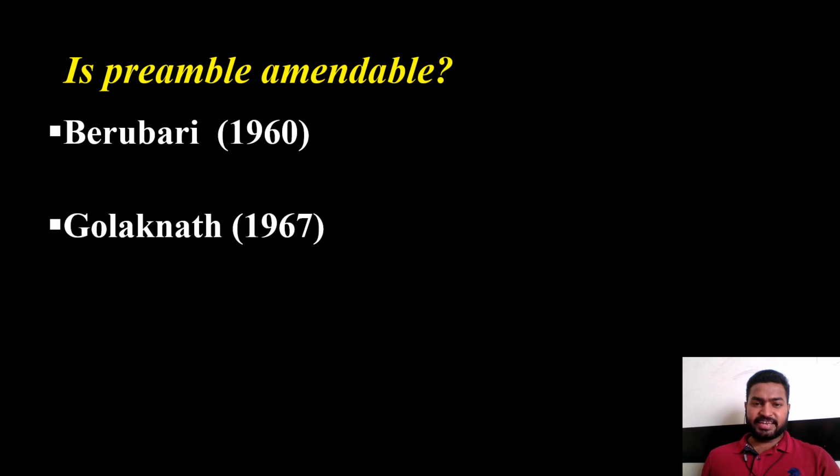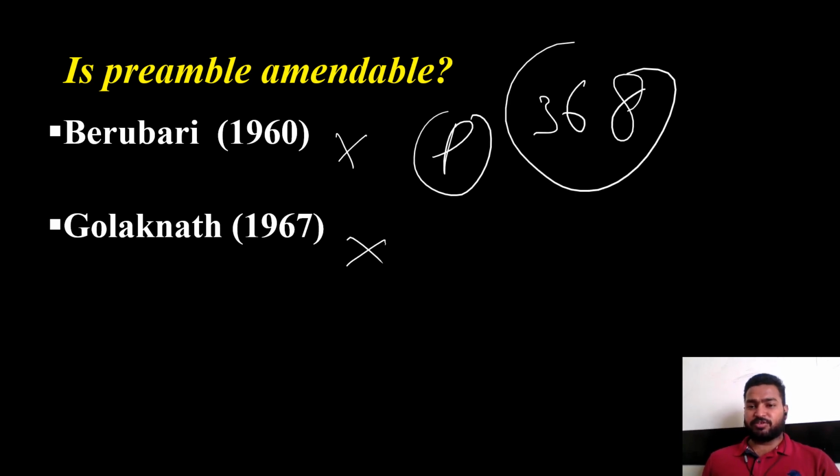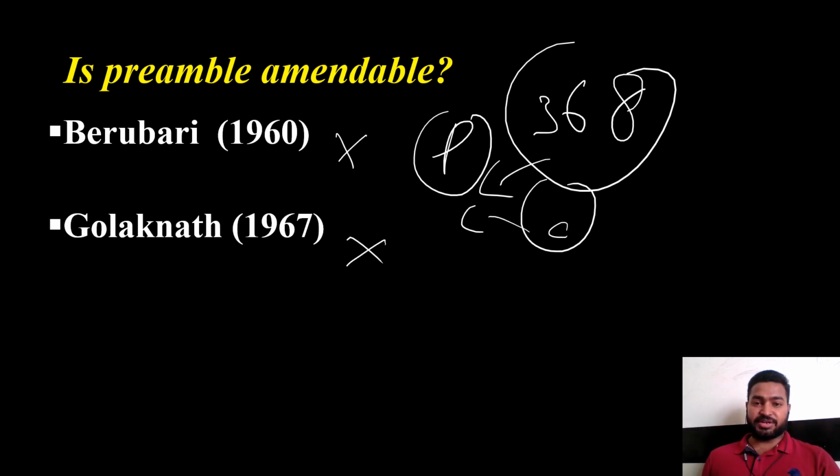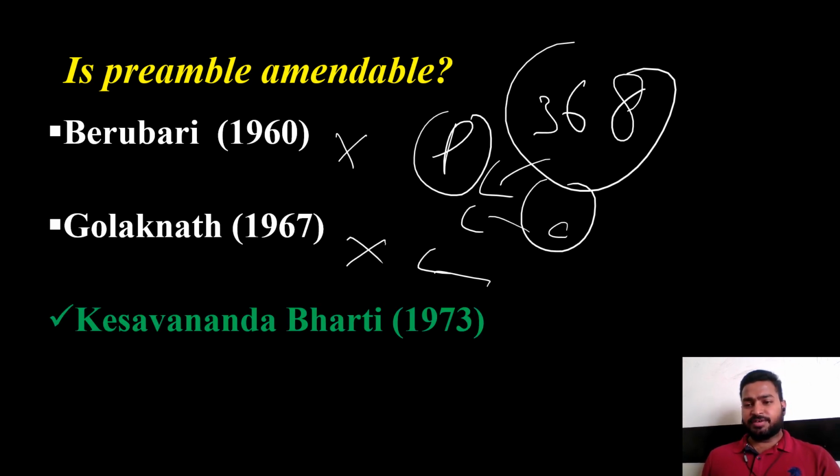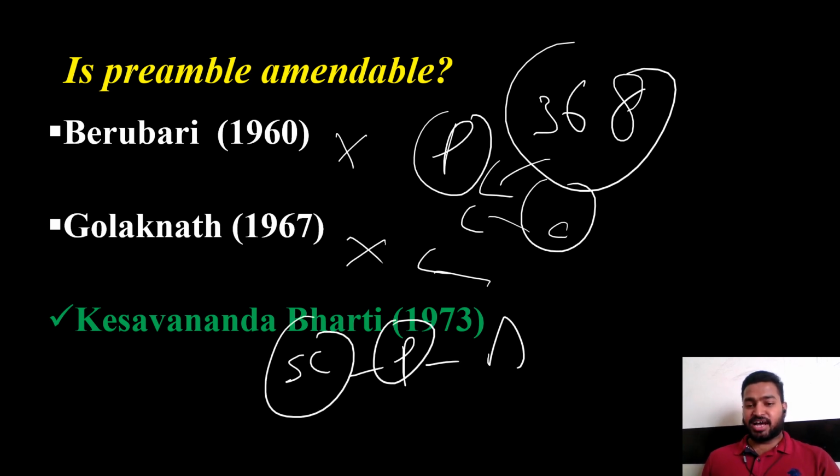From the earlier cases, in the Berubari case, since the preamble is not part of the Constitution, and in the Golaknath case also, if it is not part, there is no power of using 368 by the Parliament. The Parliament can use 368 only for the Constitution. Since it is outside the Constitution, it cannot amend the preamble. In the Golaknath case also it is the same. The Supreme Court did not exclusively say this, but we can infer it from these two cases. However, in the Keshavananda Bharati case, since the Supreme Court said the preamble is part of the Constitution, it can be amended, except the basic structure. Other parts of the Constitution can be amended.